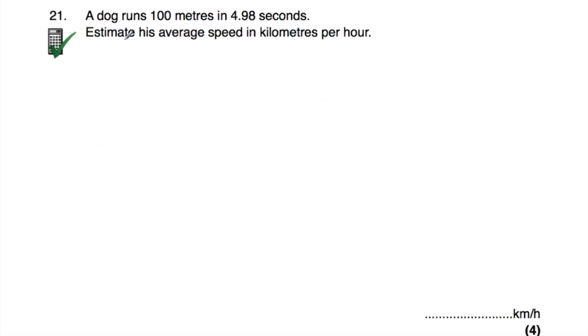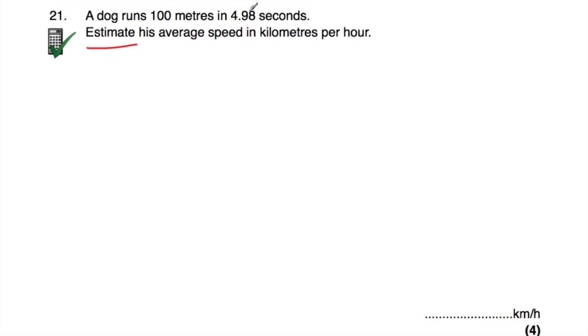Now, question number 21, we're told that a dog runs 100 meters in 4.98 seconds, and we've been asked to estimate his average speed in kilometers per hour. So this dog runs 100 meters in 4.98 seconds, and we've been asked to estimate the dog's average speed in kilometers per hour.